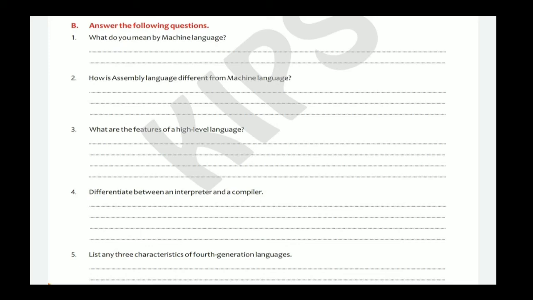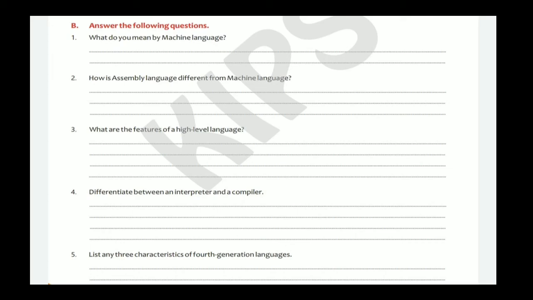Okay students, now third is, what are the features of high level language? That language is very user friendly, right? And it is machine independent. Assembly language and machine language are totally machine dependent, but high level languages are totally machine independent.